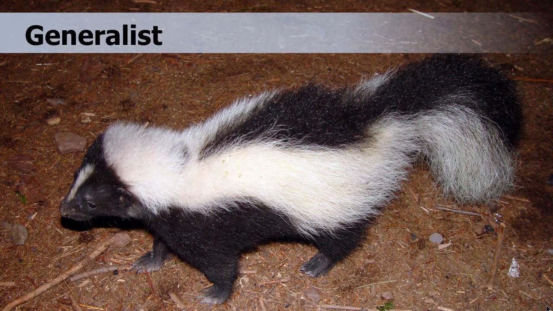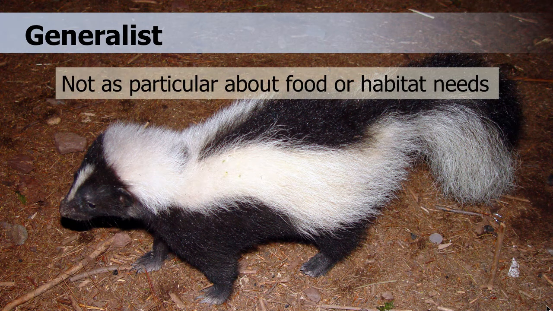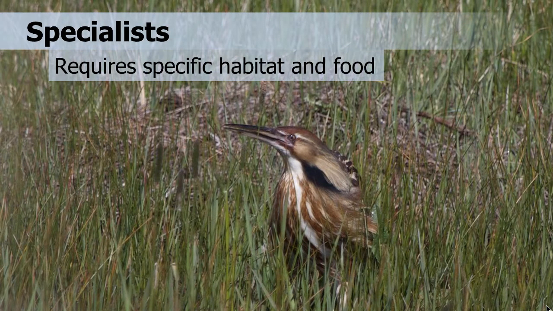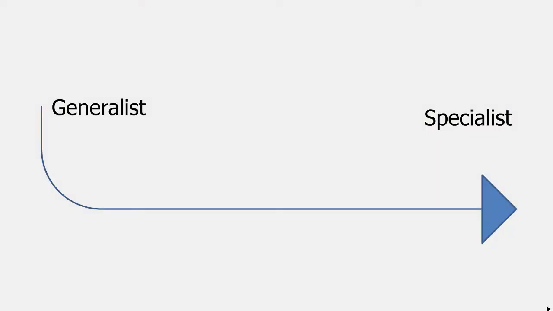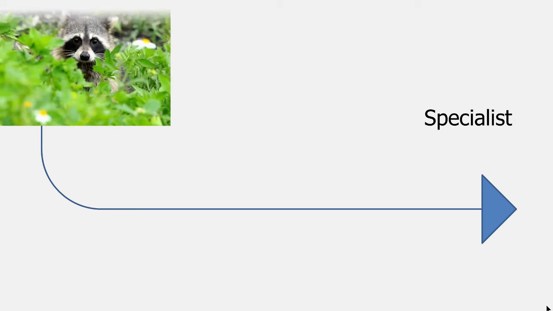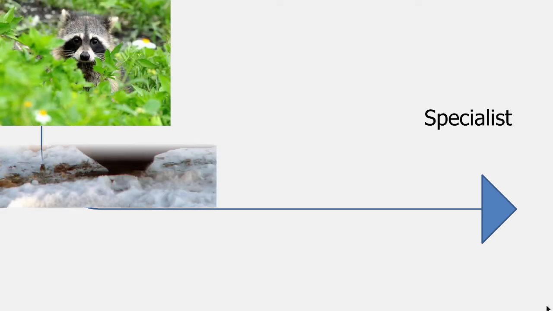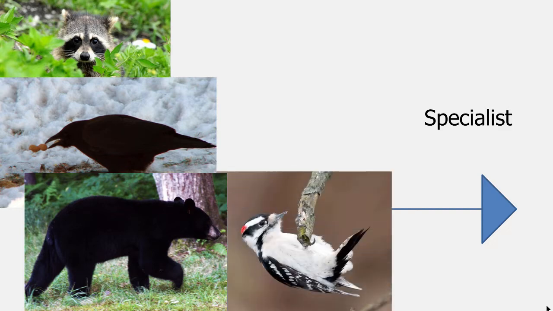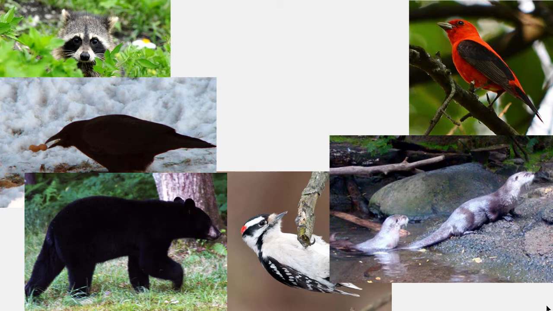Wildlife species that are able to use a range of habitat types and stages are termed generalists, while those that are restricted to a particular habitat type or stage are called specialists. This is a continuum rather than a distinct grouping. For example, raccoons and crows are generalists, bears and downy woodpeckers are intermediate, and otters and scarlet tanagers are specialists.